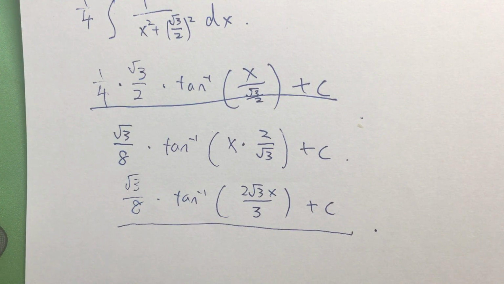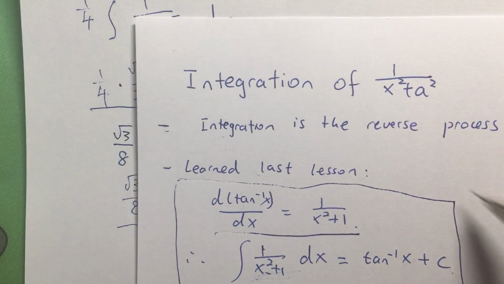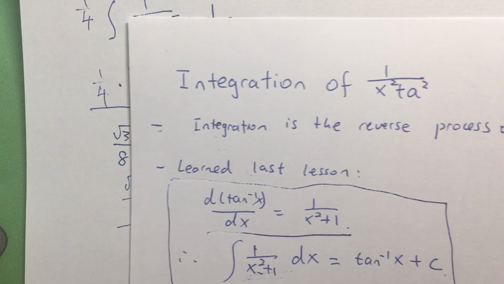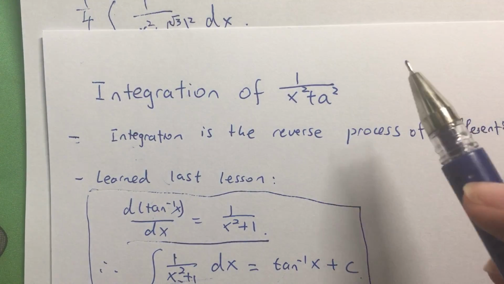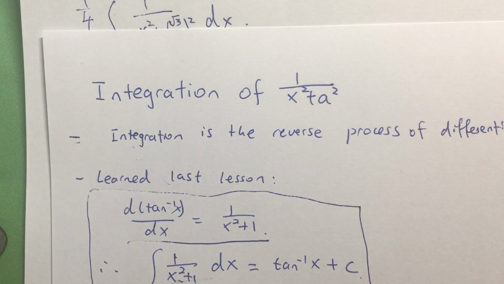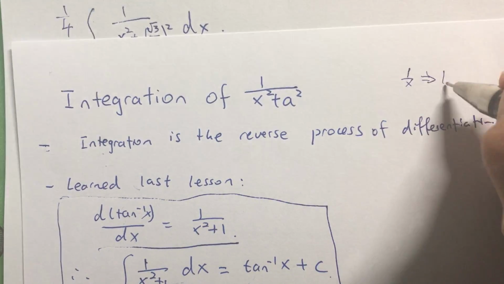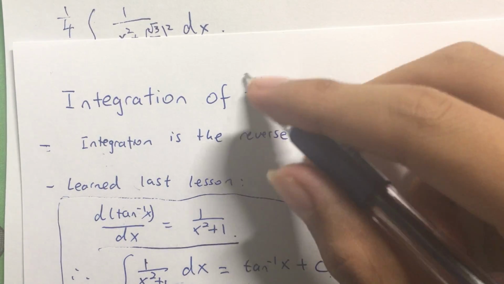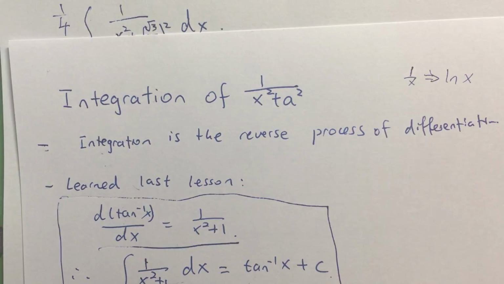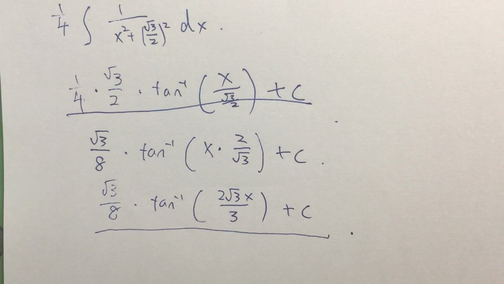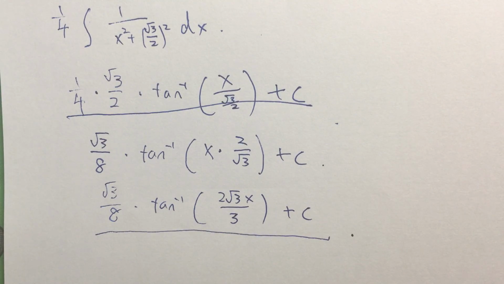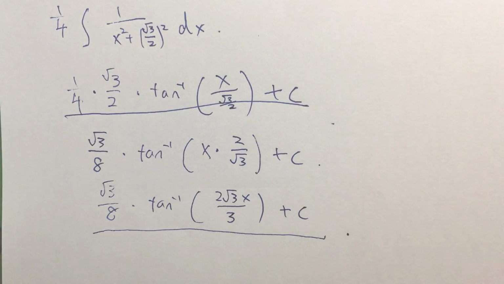And so this is the whole part of the integration of this function, 1 over x squared plus a squared. So why do we need to learn this? Well, because it's very similar to the ln one, because 1 over x changes into ln x. And for this equation, because there's an a here, we can't change it into ln, and we need to apply the inverse tangent. And that is all for today.